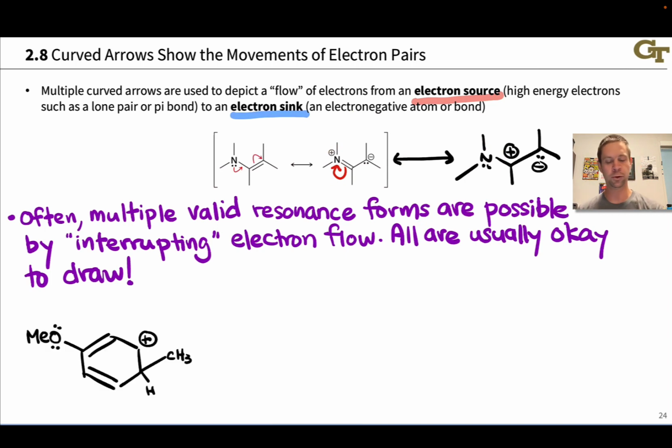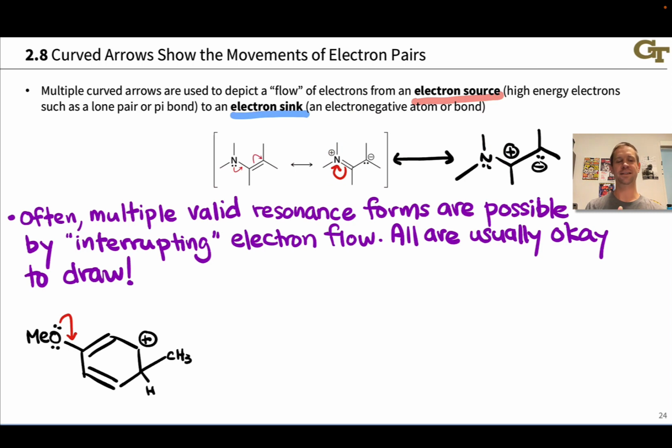And I wanted to work through an example of this with a highly delocalized molecule with multiple resonance forms to show you how this works. So one way we might approach this is by saying, okay, I see a good electron source in one of the oxygen electron pairs. So I'm going to start by pushing that in.